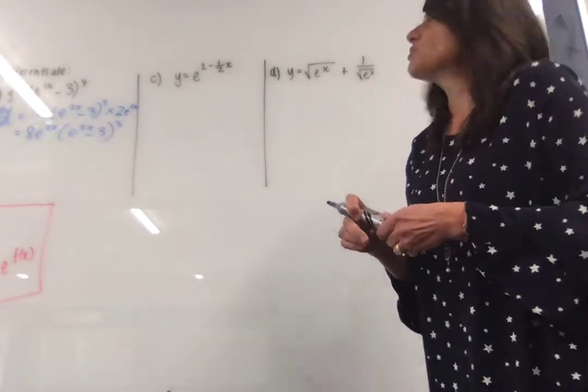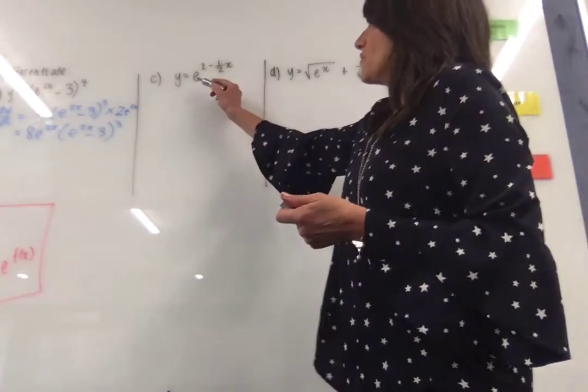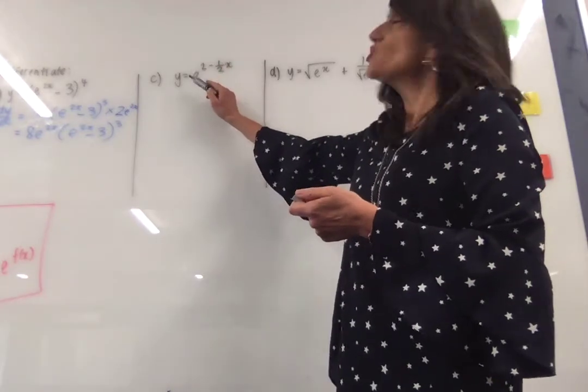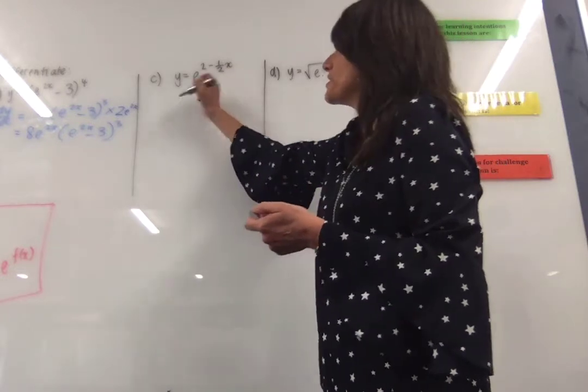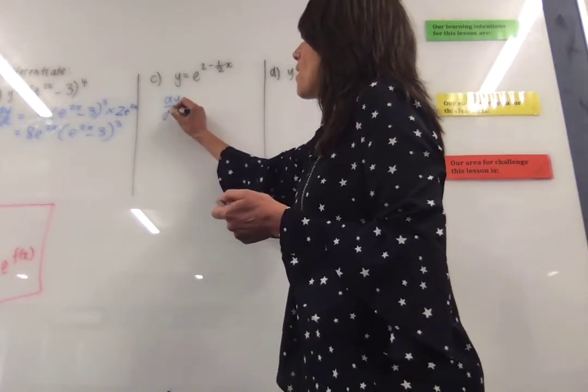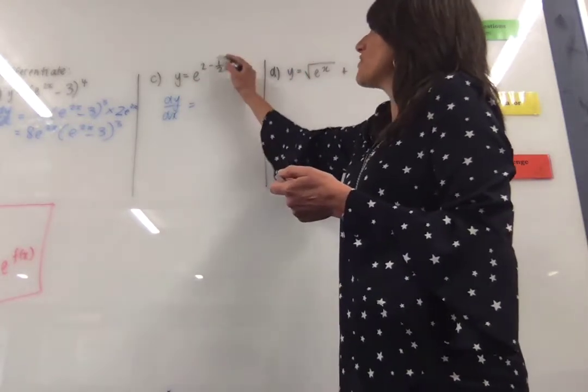Okay, let's have a look at a couple more examples. If we have a look at this function here, again, it's an exponential with a base of e, so we just need to differentiate the indice and then bring that down to the front so that dy by dx is equal to the derivative of this.